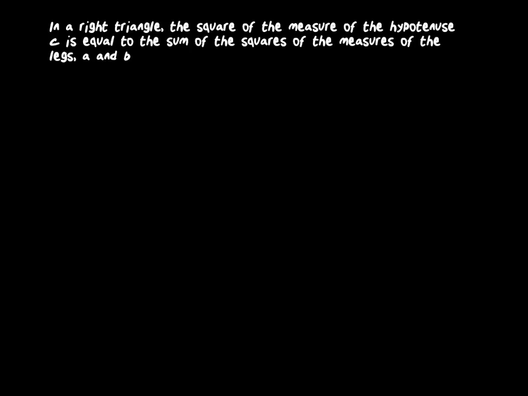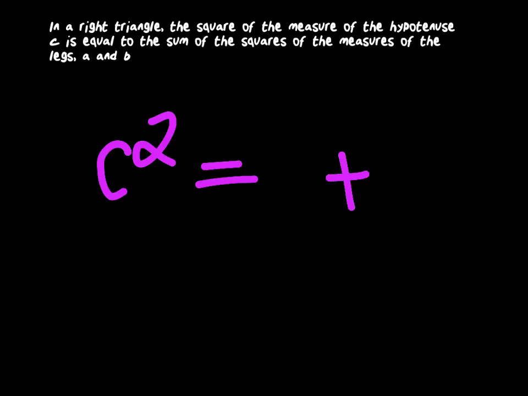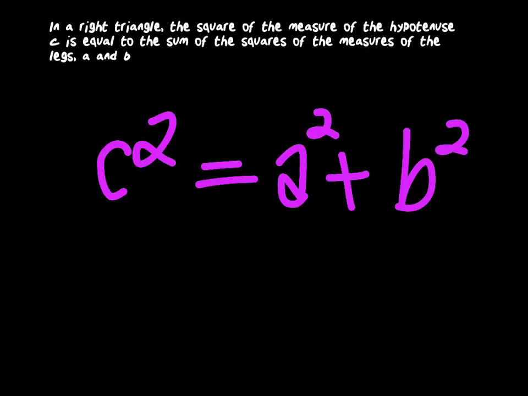So let's read it again. In the right triangle, the square of the measure of the hypotenuse is equal. So we know that that's where our equal sign goes. So it said the square of the measure of the hypotenuse C, so that's C squared, is equal to the sum of the squares of the measures of A and B, and it said squares. There you go, really simple equation.